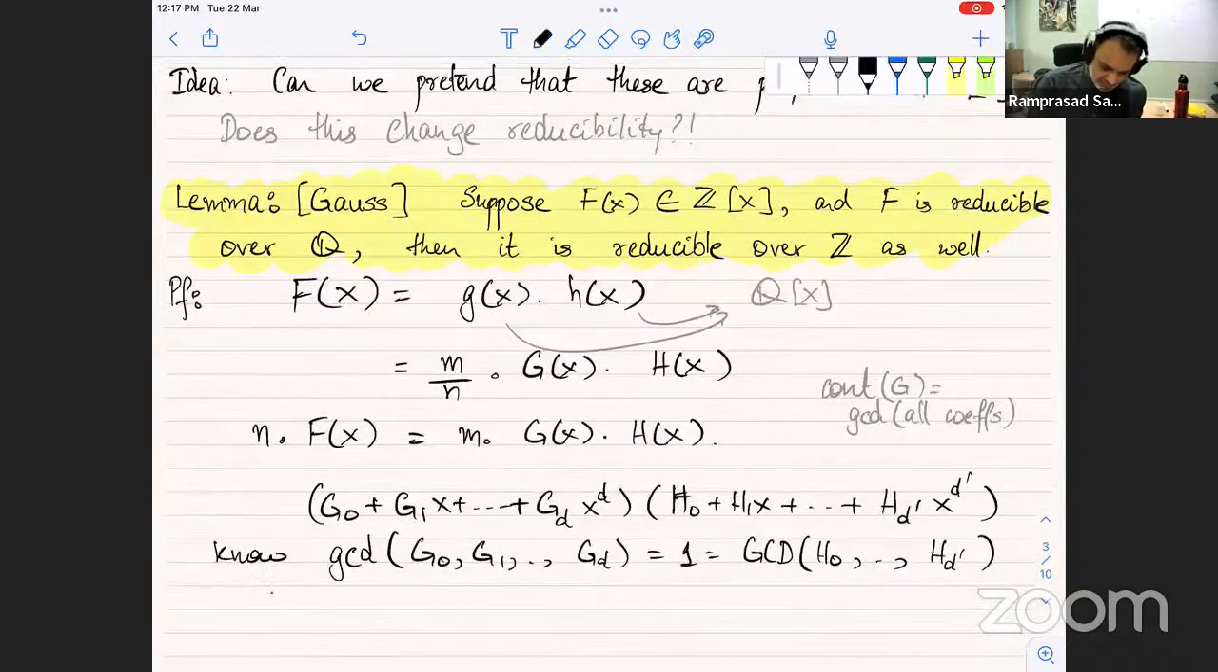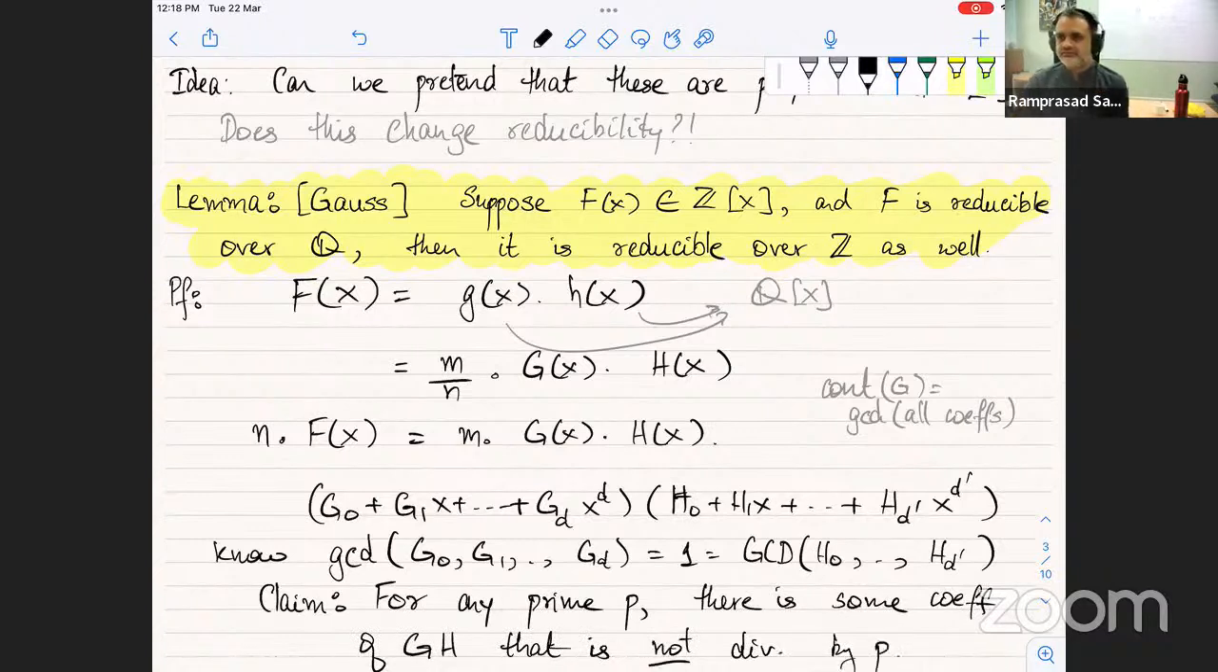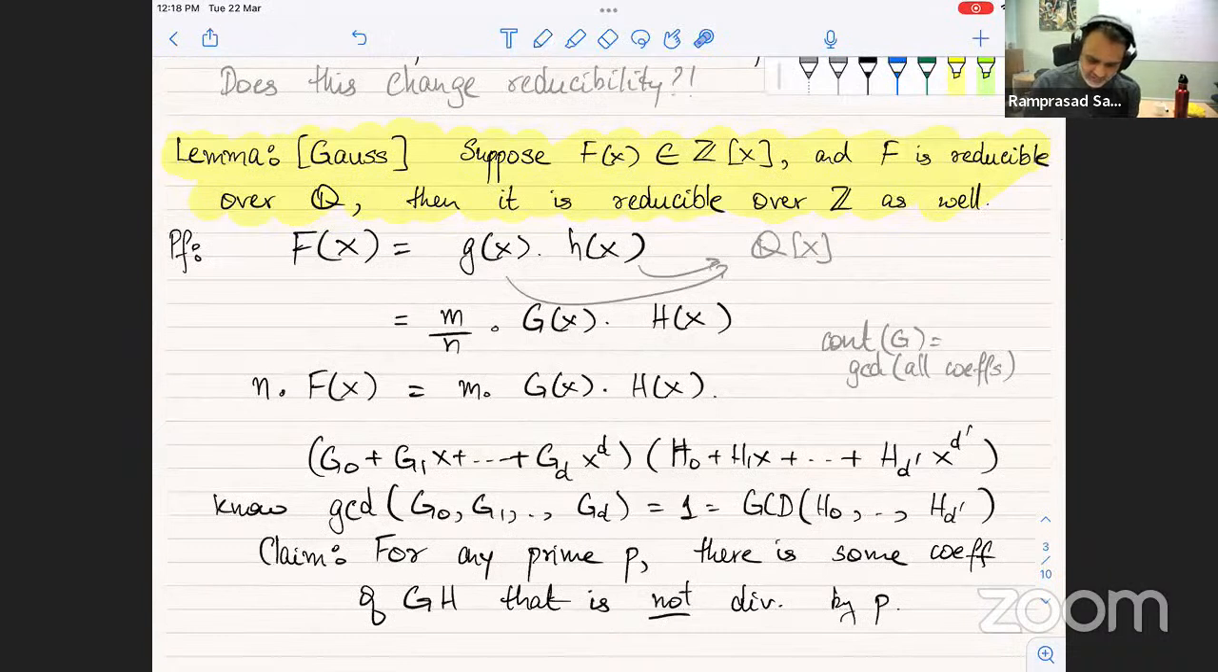Okay, so the claim I want to make is that for any prime p, there is some coefficient of gh that is not divisible by p. So this will basically tell you that the content of this product is equal to 1. Okay, and can someone say how you would go about proving it? Why is that true?